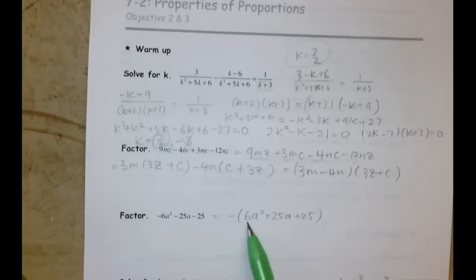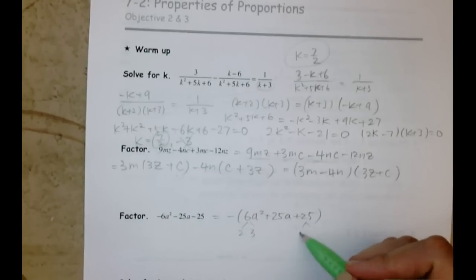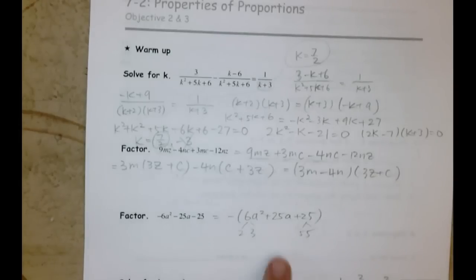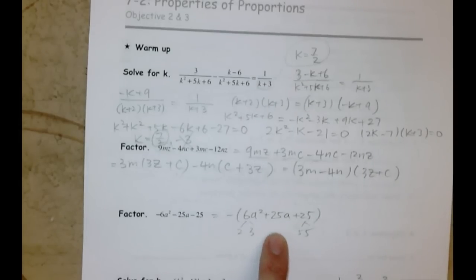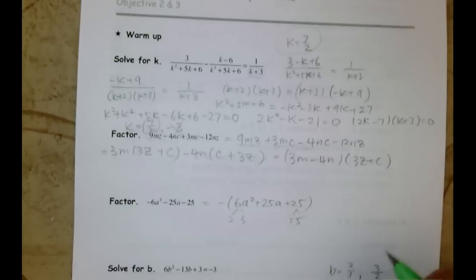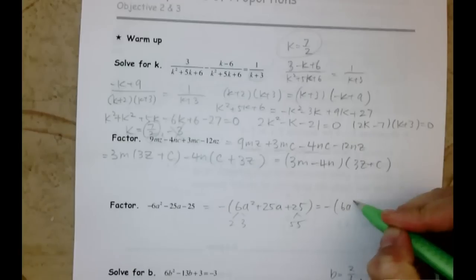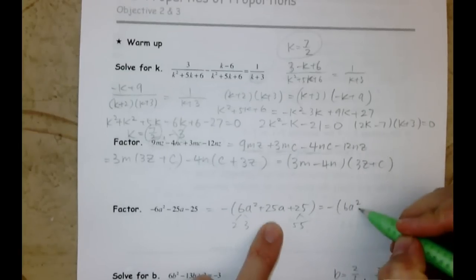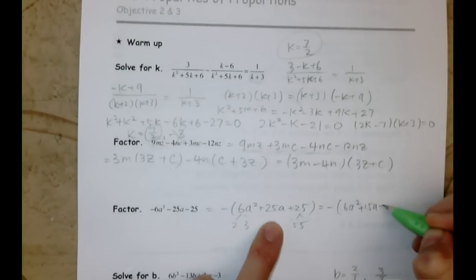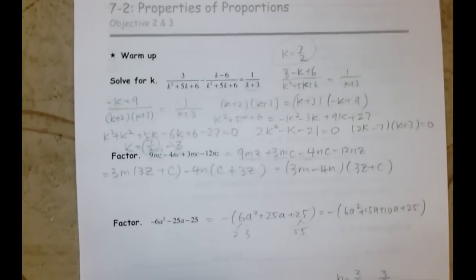Okay, so you have, this is 2 and 3, and this is 5 and 5. So how do we make 25 by addition? Let's see. Yeah, 15 and 10 will do it, right? So minus 6a squared, it's all positive, so plus 15a plus 10a plus 25, right?